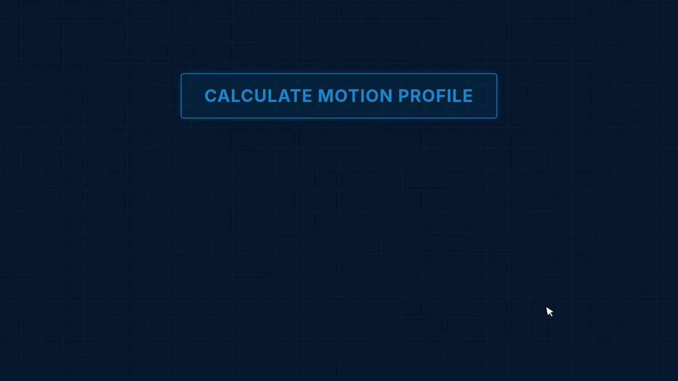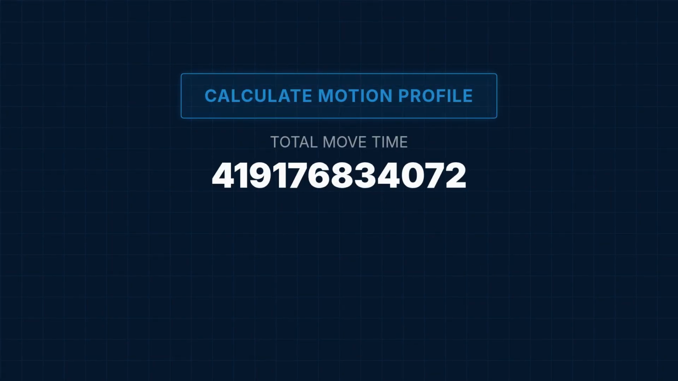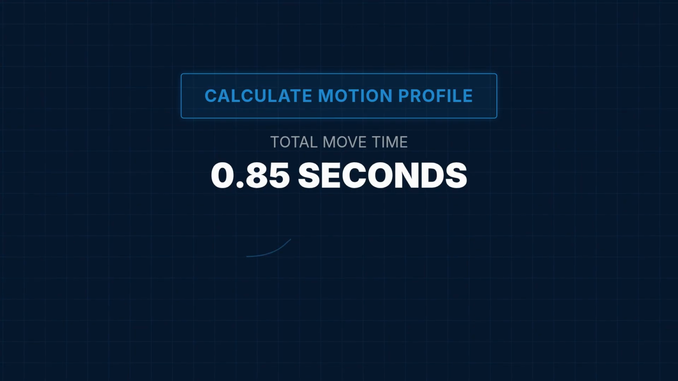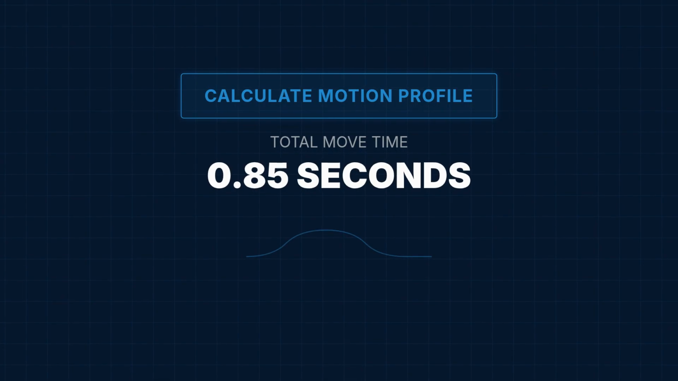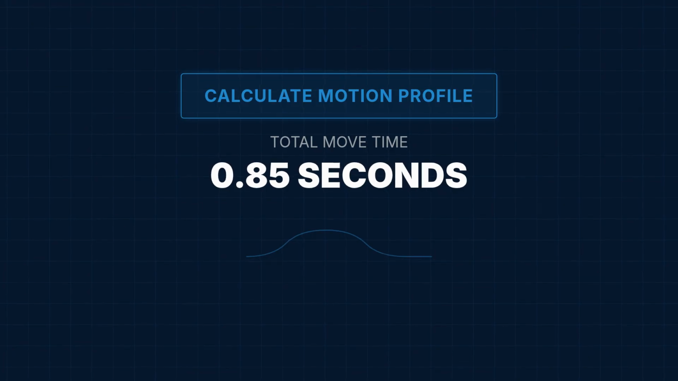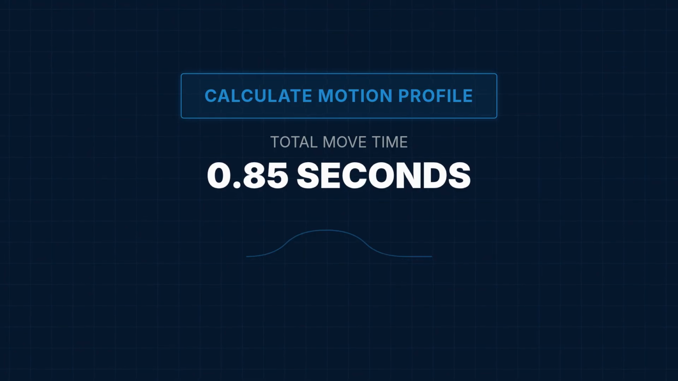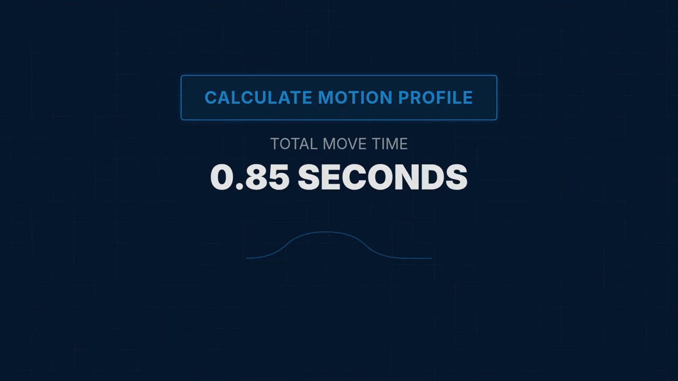Clicking Calculate Motion Profile gives us the total move time, 0.85 seconds. This total move time represents the complete duration from standstill to standstill, including all 7 phases of the S-curve profile. It's the minimum time possible while respecting all your constraints.